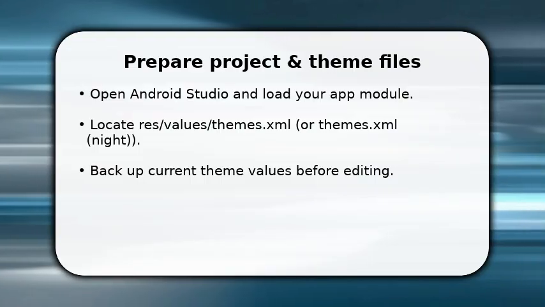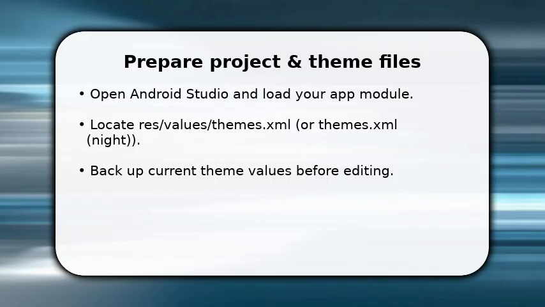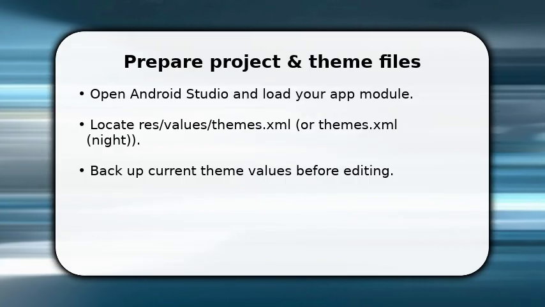You start by opening your app module and locating the theme resource files. This is where Toolbar color is defined. Once the themes XML is visible, make a quick backup so you can revert if needed. You will edit color and theme attributes, not the layout.